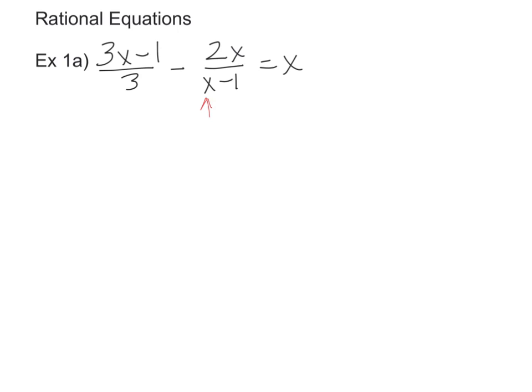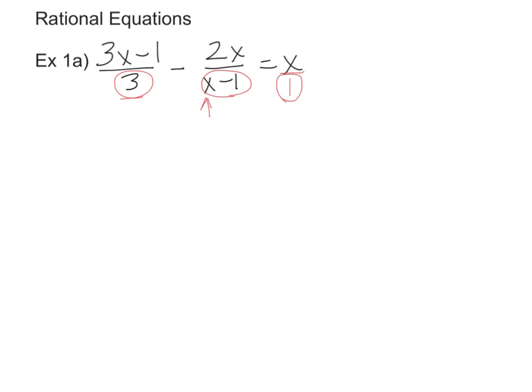So if I'm going to solve this, just like we solved our linear, we want to eliminate the fractions. Now when you eliminate the fractions, you want to see what all of the denominators are. We have a 1, an x minus 1, and a 3. So those are all in the denominator.